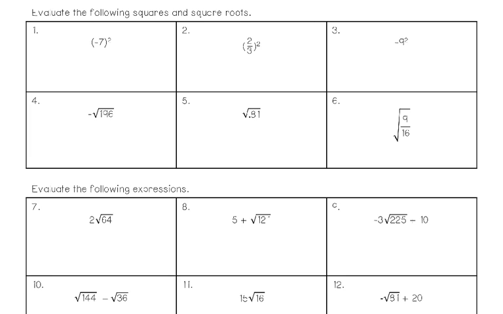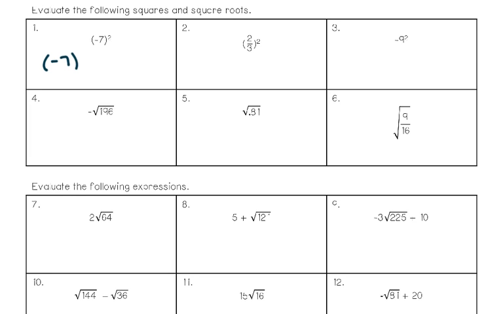So for number 1, we have negative 7 with a squared symbol. That means it's going to be times itself. So the first thing I always do is write out negative 7 times negative 7. This is the base. I always want to write the base twice. So negative 7 times negative 7 means that there is a negative times a negative, which is a positive, and then 7 times 7 is 49. So the answer to this problem would be 49.